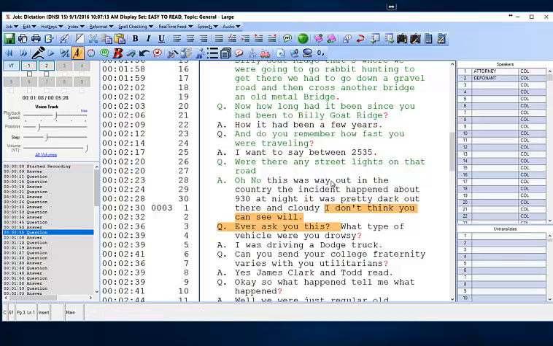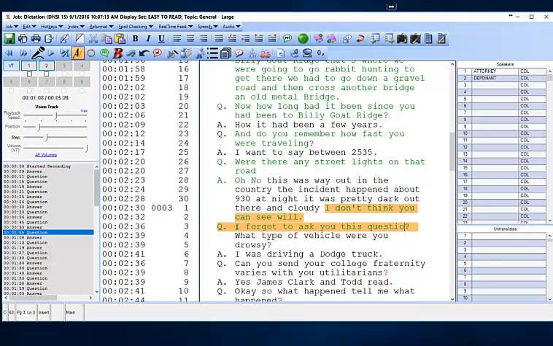I don't think you could see the moon. Hugo, I forgot to ask you this question, Mike. Okay, I don't understand what I'm saying, the last word, so I'm not going to change it. I forgot to ask you this question, Mike.